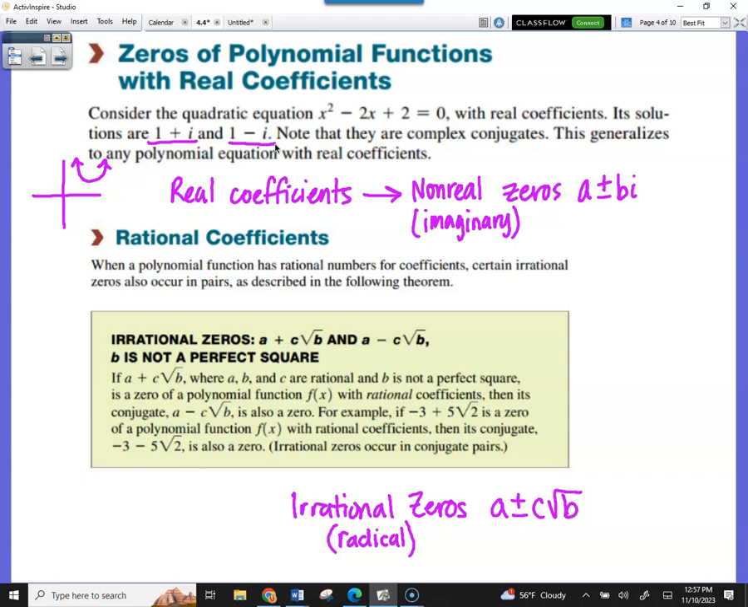Which brings us to, okay, what if it's an actual real number, but it's irrational, meaning it cannot be written as a fraction? So if there is a radical zero, then there is also its conjugate. So if a plus c root b is a zero, then a minus c root b is also a zero.